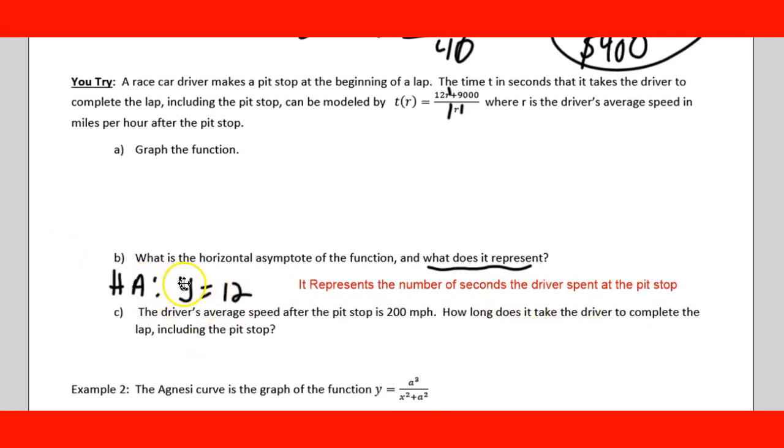Because remember, with an asymptote, the function doesn't touch it. So that means the race car driver isn't driving. He's not driving. He's at the pit stop.